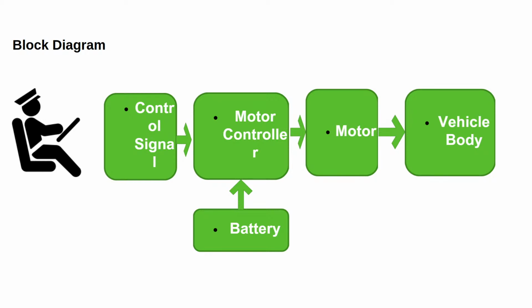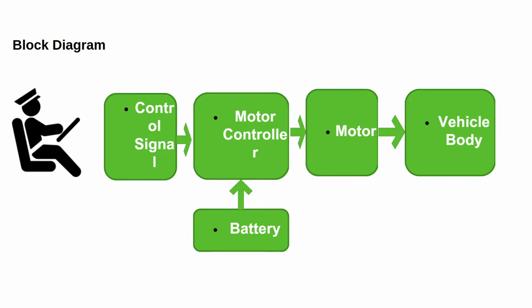So next one is the battery. The battery provides the electrical energy to power the electric motor. The BMS monitors the battery state of charge, temperature and other parameters and sends control signals to the motor controller to adjust the power output and protect the battery from damage.